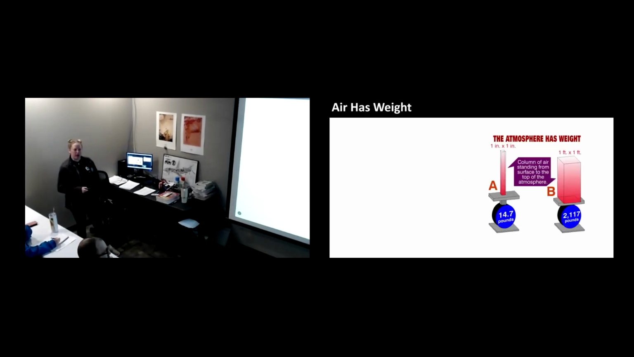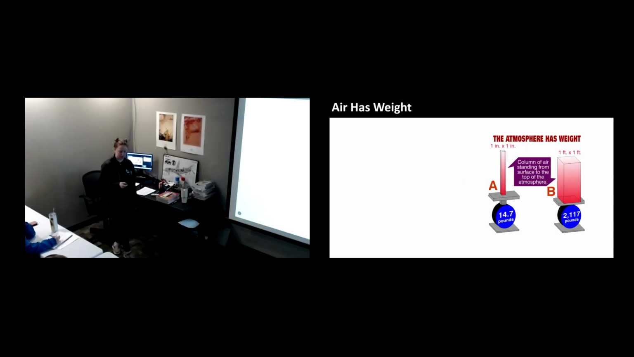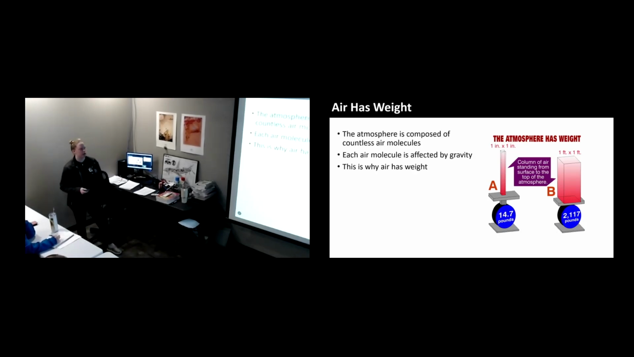Air has weight. We went over this, right? 1 inch by 1 inch of atmosphere all the way up to the top weighs 14.4 pounds. This little cube of air all the way up. If we do 1 foot by 1 foot, it's going to weigh 2,117 pounds. You don't need to remember those numbers. Don't waste the brain space on those.